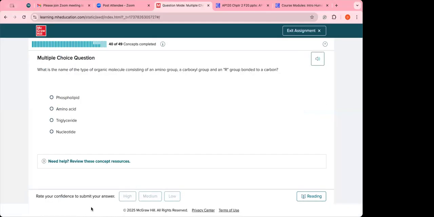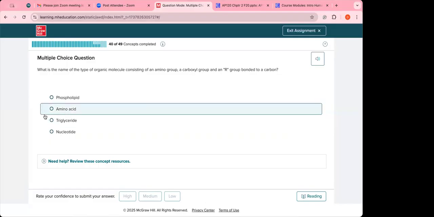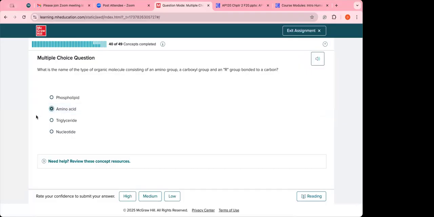Relate to protein structures. What is the name of the type of organic molecule consisting of an amino group, a carboxyl group, and an R group? That's an amino acid, I think. Is that an amino acid? I think it is.